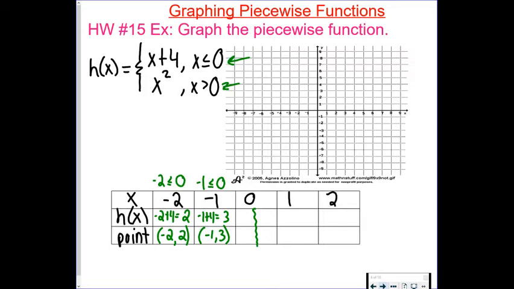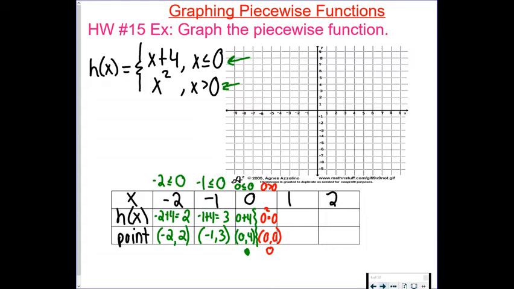0 is less than or equal to 0, so I'm going to plug in 0 plus 4. And I get 4. So here's my ordered pair, 0, comma 4. Because that one was equal to 0, that's a closed dot. Let's go do the other one. 0 squared is 0. So then I have 0, comma 0 as an open dot, because that one was not equal to 0. 0 is not greater than 0. That's why that has an open dot.